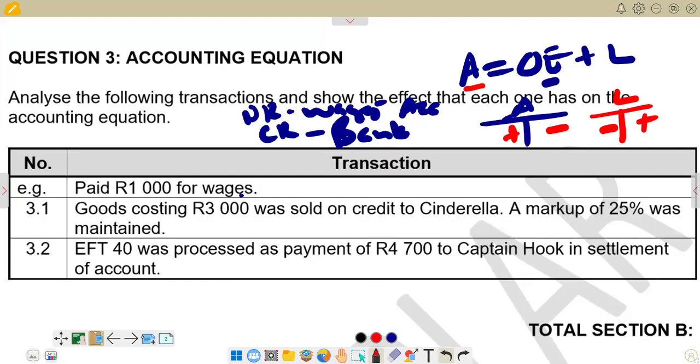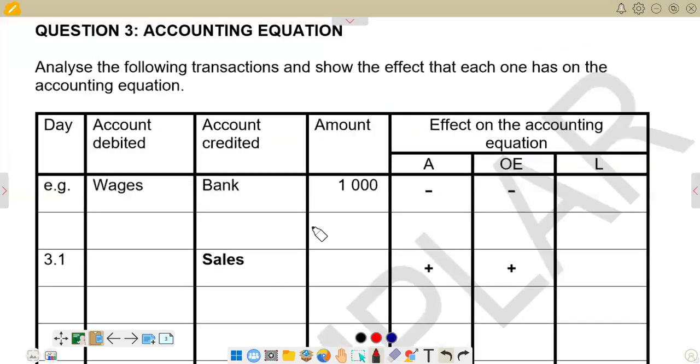So this is exactly what we have in the answer section, where the example has been demonstrated. Let's see what the example is saying. We are debiting our wages and crediting our bank, and the amount is 1,000. You see that for our assets we put a negative, and for equity we also put a negative.